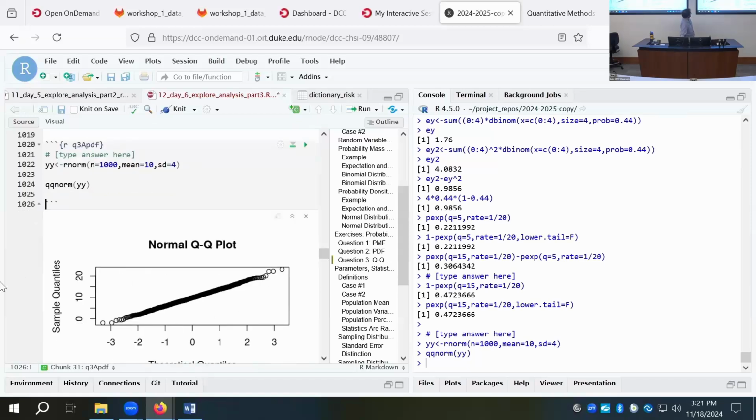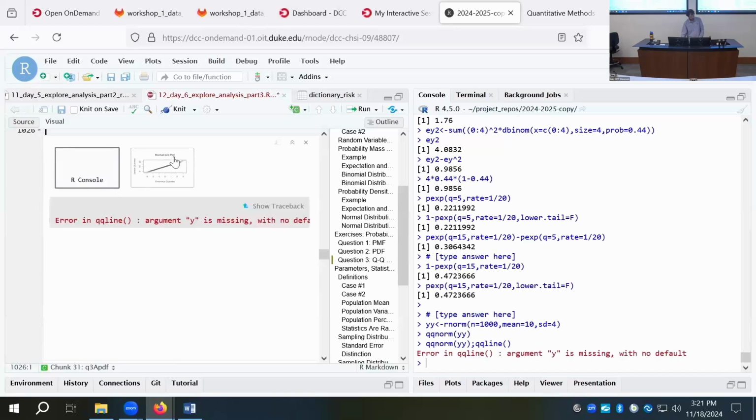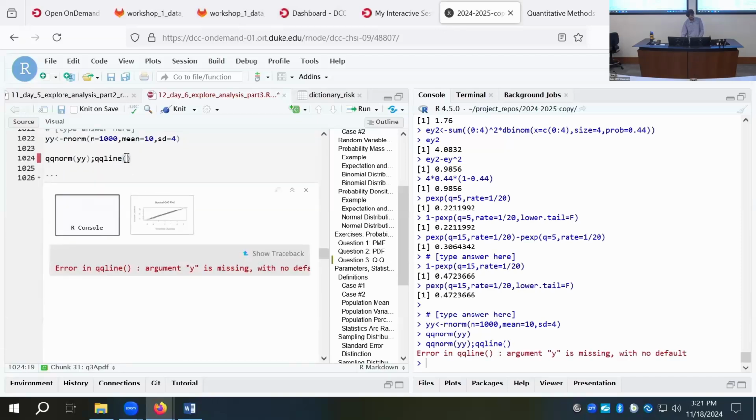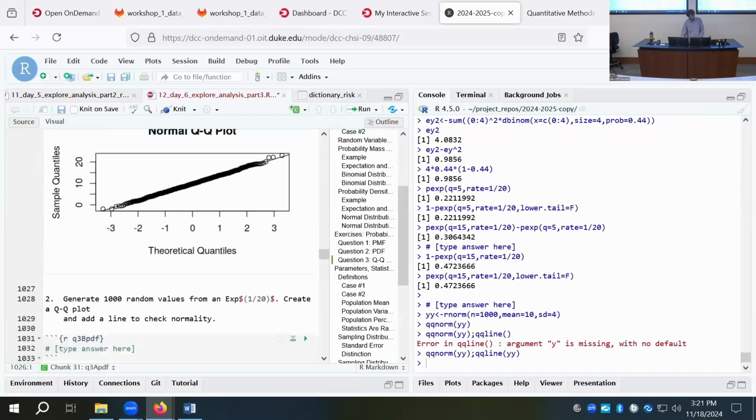Well, that looks good, but if we added a line, does it look okay? So you can see it kind of adds the line. So this data looks pretty normal, which is what we would expect, right? We generated it from a normal distribution. It should be normal.